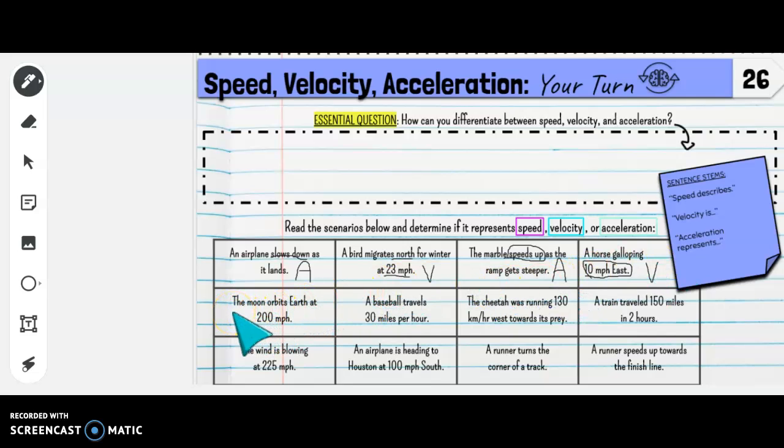The moon orbits Earth at 200 miles per hour. They're just giving us the speed here, 200 miles per hour. All right, so we'll put an S here for speed. A baseball travels 30 miles per hour. All right, miles per hour. Again, that is speed.